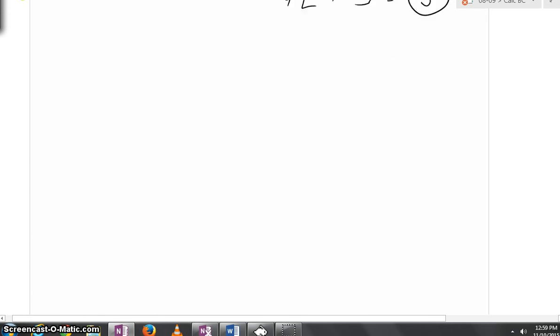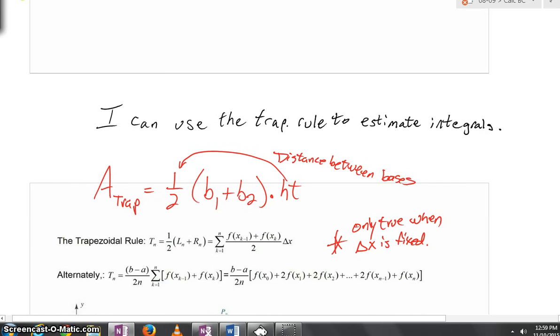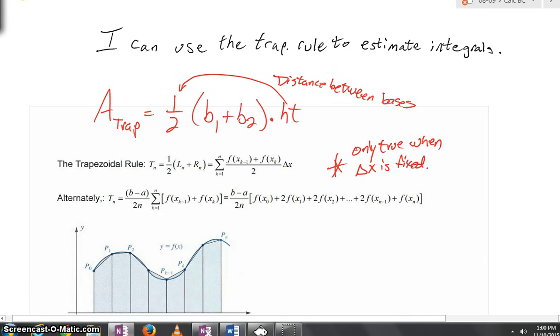The second part of the lesson today, here's our next learning target. I can use the trapezoidal rule to estimate integrals. Now, the trapezoidal rule in many textbooks you will have linked right to LRAM, RRAM, and MRAM. Our book actually doesn't keep it there, and that's fine. We get to review a little bit.